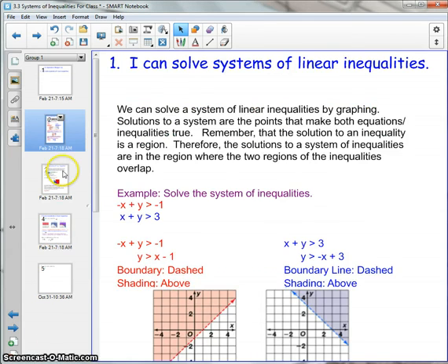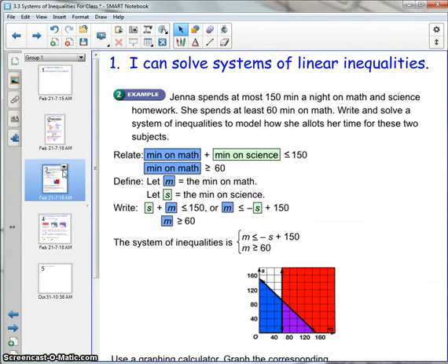Next, we want to look at more of an applied problem, a real-world example. So in this example, it says Jenna spends at most 150 minutes a night on both math and science homework. She spends at least 60 minutes on math. Write and solve a system of inequalities to model how she allots her time for these two subjects.